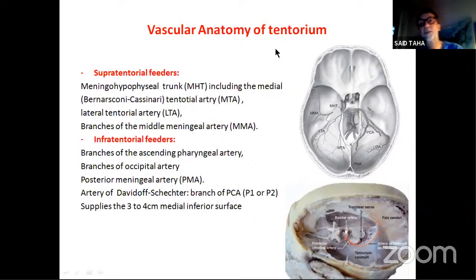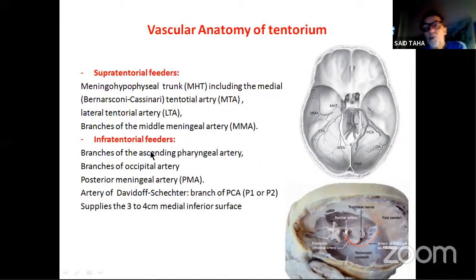The vascular anatomy of the tentorium. We have the supratentorial feeders and infratentorial feeders. The meningohypophyseal trunk, including the medial tentorial artery, Bernasconi-Cassinari, from the medial and lateral tentorial artery, and from branches of the middle meningeal artery.